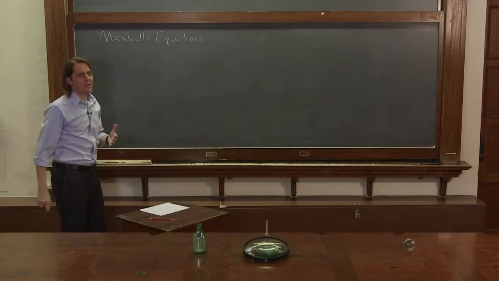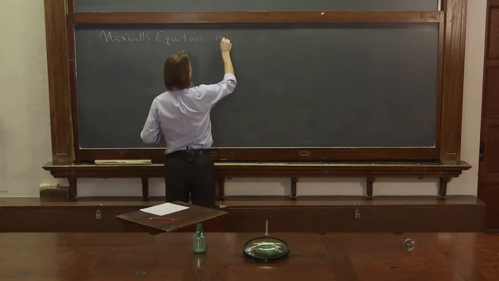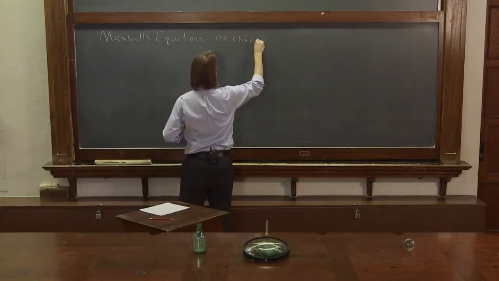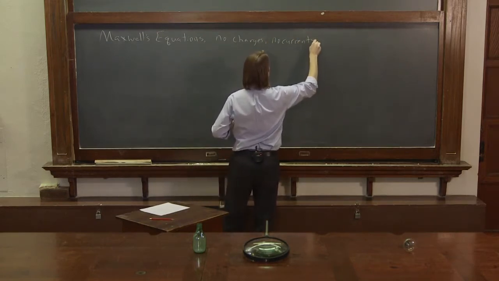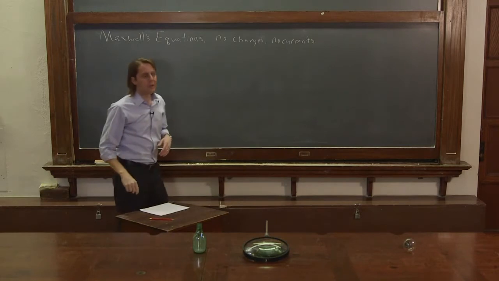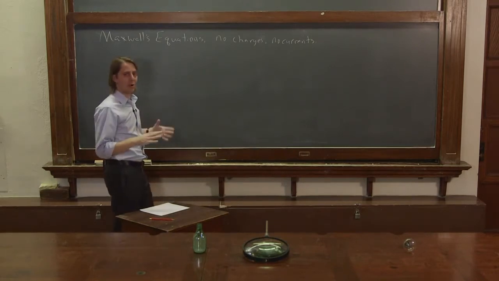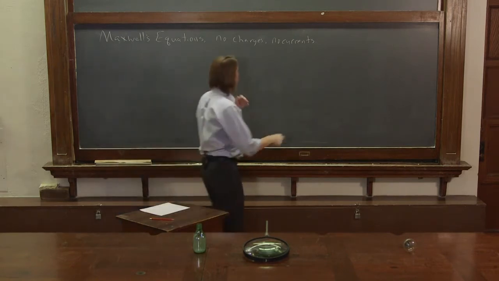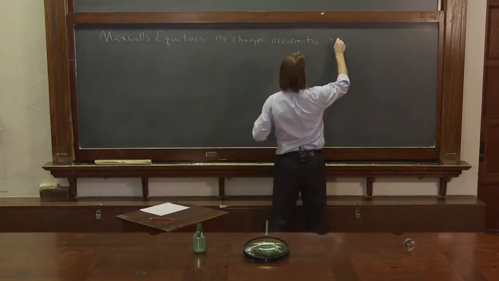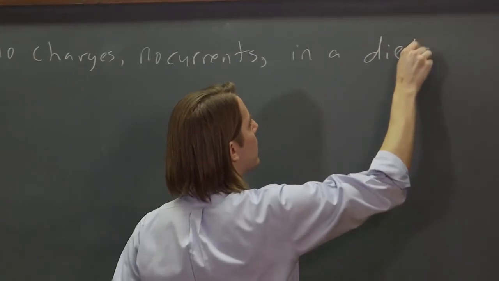And the simplest way to get it is to assume no charges and no currents, what we call empty space. That simplifies Maxwell's equations, and then we had a little process in the differential form for how we get to a wave equation. But now let's say no charges, no currents, but acknowledge we're in a dielectric.